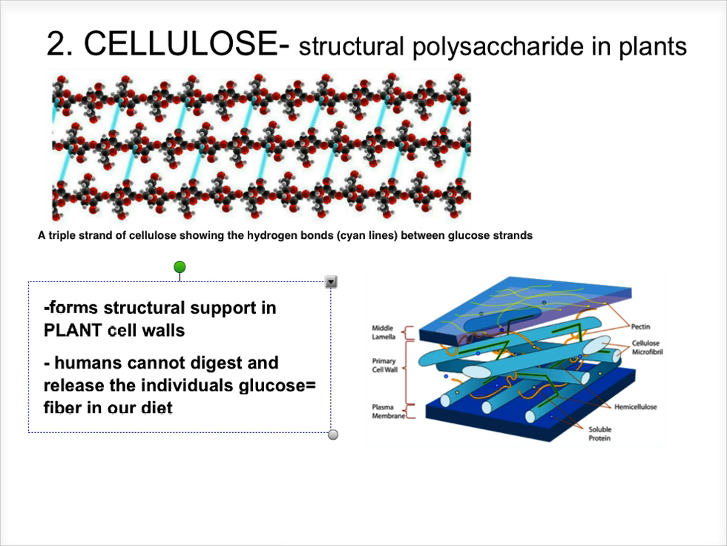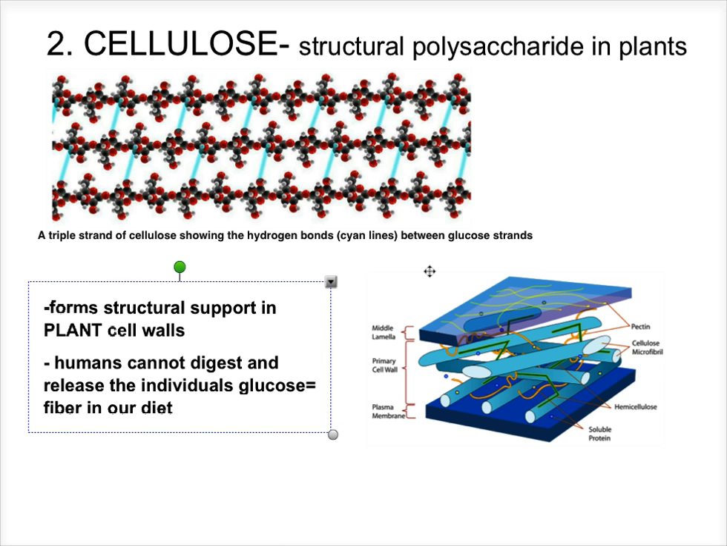Cellulose, another important polysaccharide, a structural polysaccharide in plants. When you look at cellulose, it's 3 strands, long strands of glucose molecules with some special hydrogen bonds shown in between. Cellulose is what forms the important cell wall of your plants. Humans cannot digest cellulose, and it passes through our guts as fiber in our diet.